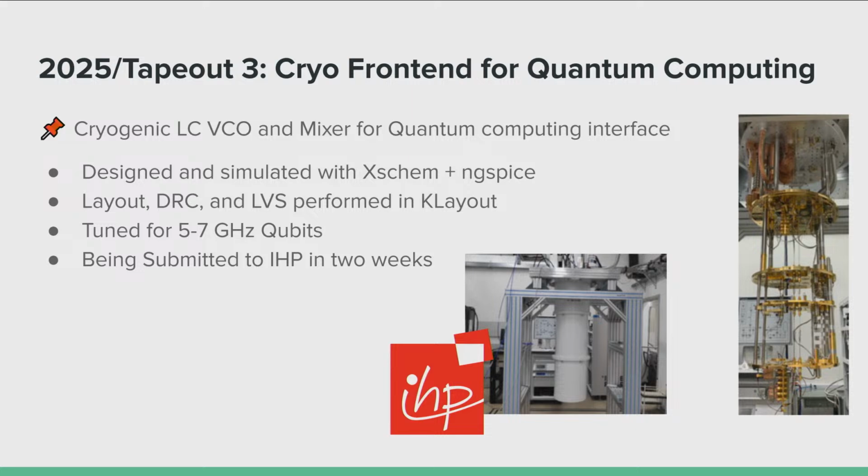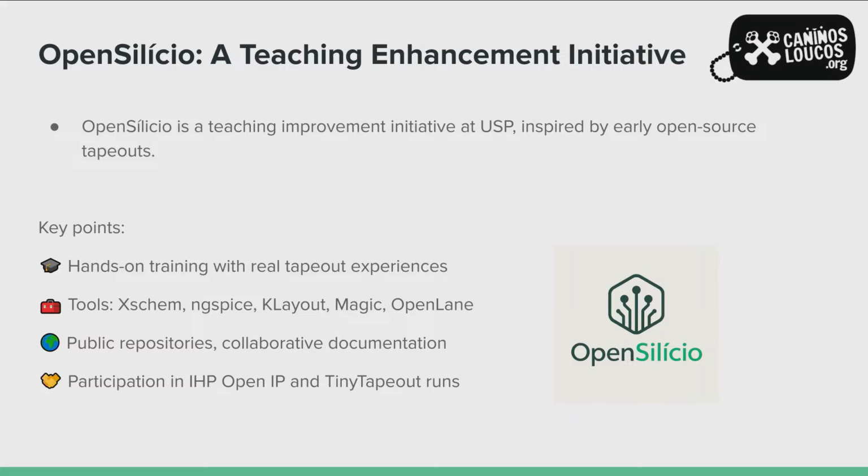And just to finish it, this is what we are designing this month. It's a cryo front end, like a VCO and a mixer working in cryogenic temperature for 5 to 7 gigahertz, also using open source tools. So this is going to IHP in the next 2 weeks, I hope.